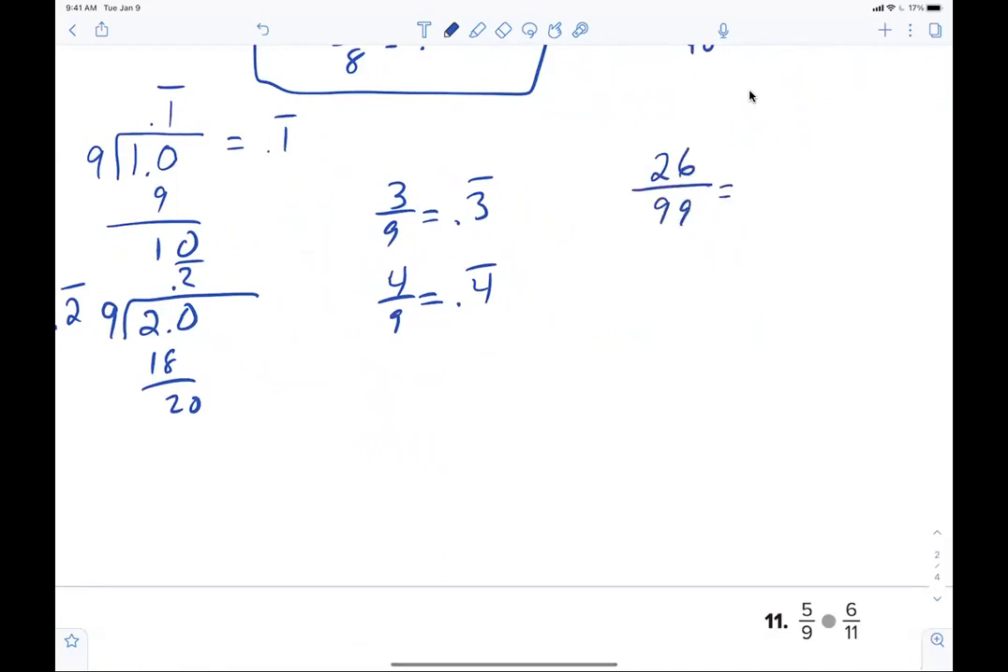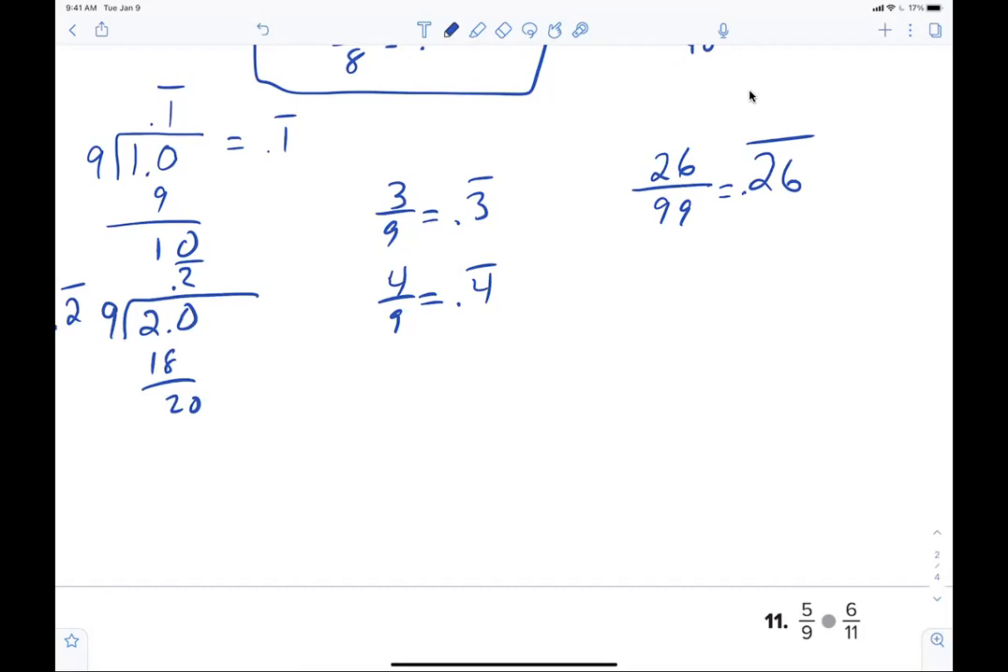26/99. What do you think that is? 26 repeated. You are amazing, girl. That's exactly right. I'm impressed. Not many people know that. 26 repeating decimal. Right, that's really cool. If you know those patterns, it'll be super helpful.